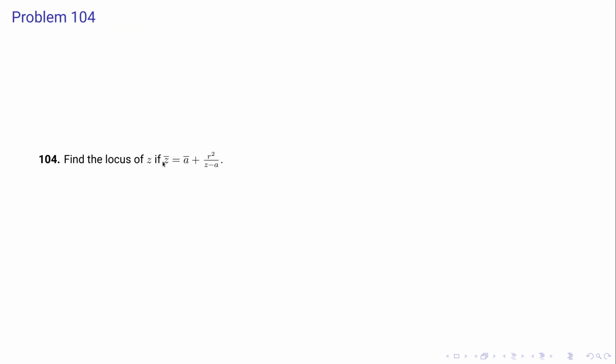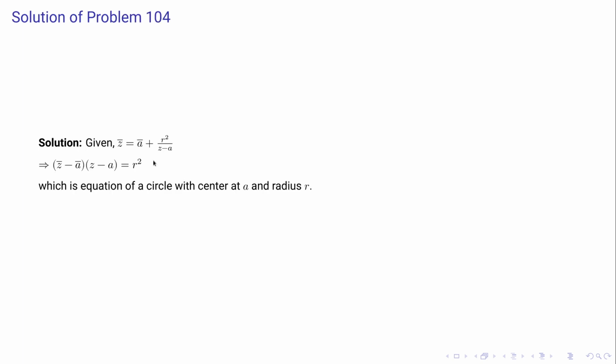Find the locus of Z if Z bar is equal to A bar plus R square by (Z minus A). So just like we have found the equation of circle, we take A bar to the left hand side, we get Z bar minus A bar, and then we multiply that with Z minus A. We get (Z bar minus A bar) into (Z minus A) is equal to R square, which is the equation of circle we have just found for the Z0 and R case.